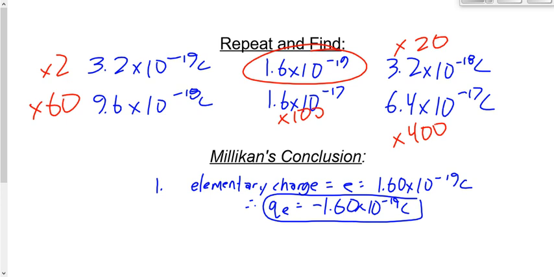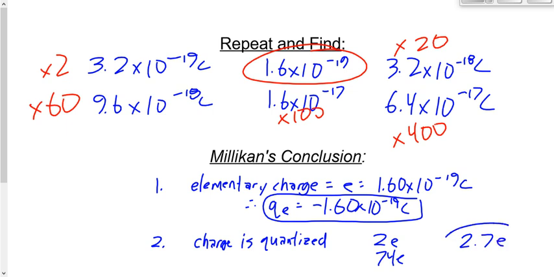He also established that charge is quantized. What does that mean? Well, it means that you can have the elementary charge, or you can have 2 times the elementary charge, or you can have 74 times the elementary charge, but you can't have 2.7 times the elementary charge. You can only have the elementary charge or a whole number multiple of the elementary charge.